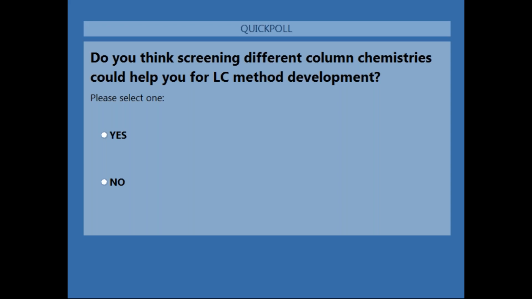Based on the screening that I've shown you and the data that I've shown you using that real data set, is this something that you think could be useful? Is this something that could help you in your method development, for instance? So I'll just let that run for a little bit longer, not too much longer, as I realise we only have 45 minutes for the webinar this afternoon.